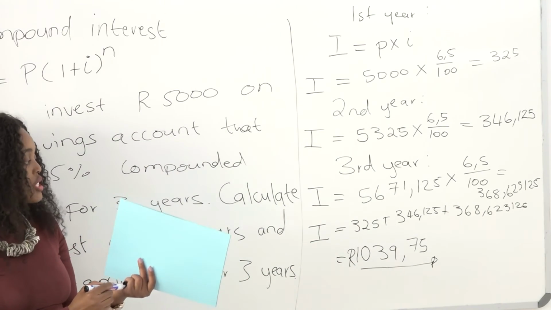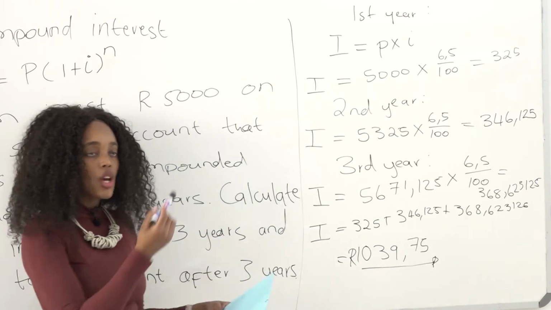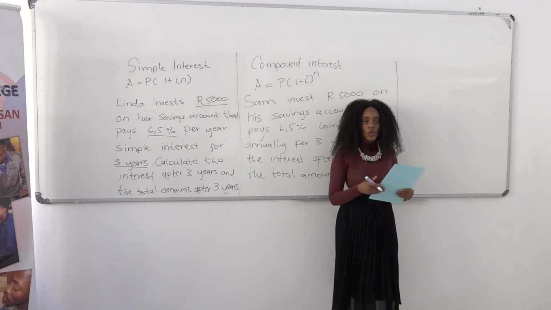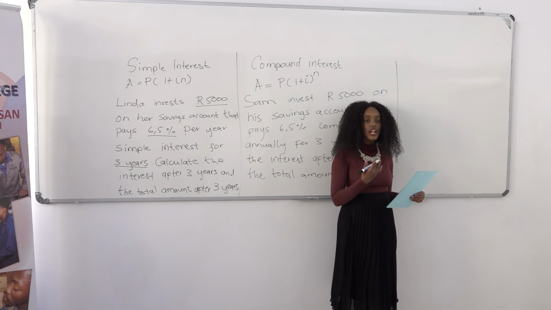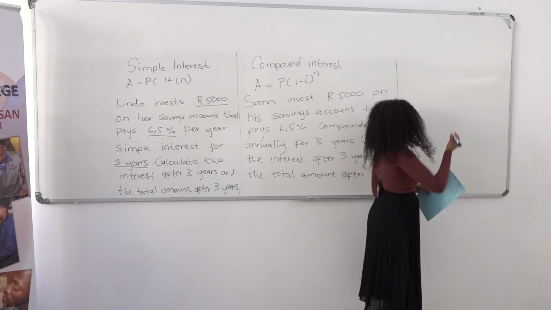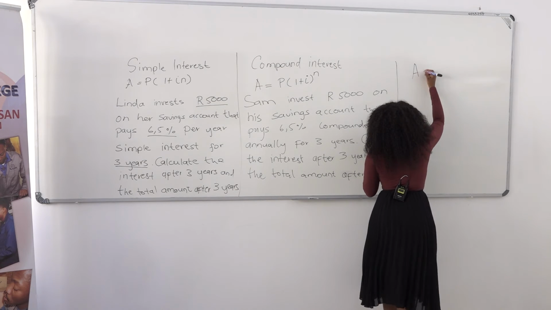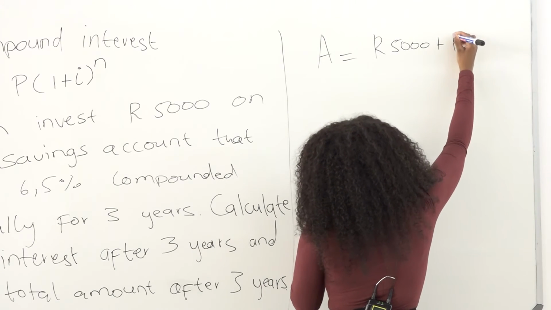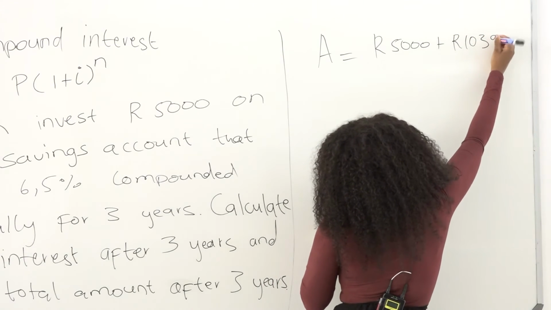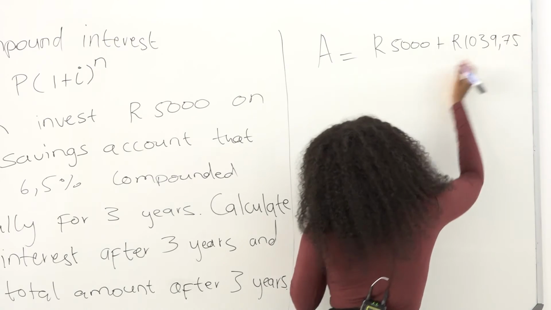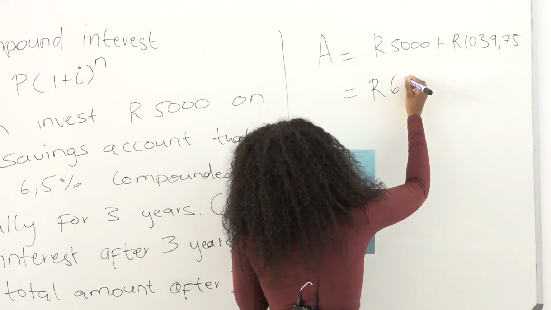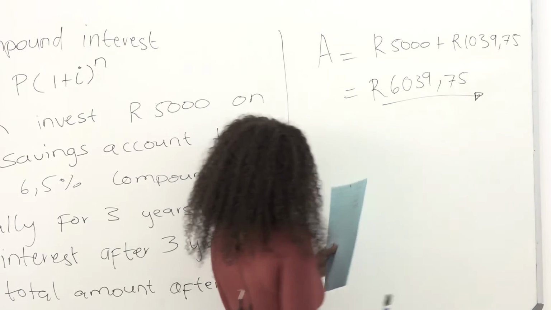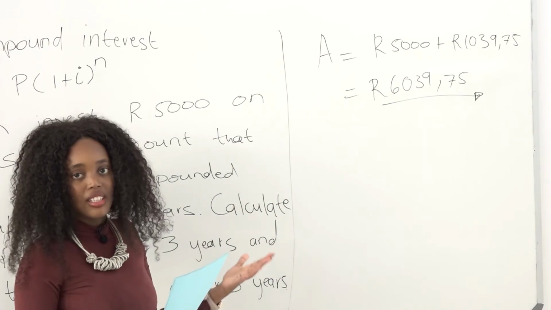So now to calculate the total amount again, we add the original amount plus the interest. So to calculate the total amount, like we said, we add the original amount plus the interest gained after 3 years. So we will have A is equivalent to 5,000 rand plus 1,039.75, which will give us 6,039.75 after 3 years. So now this is the long method again.